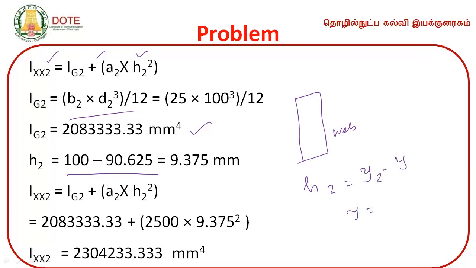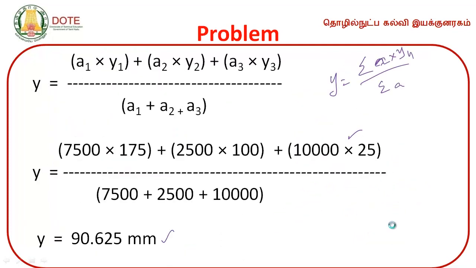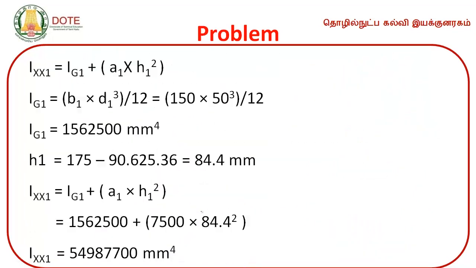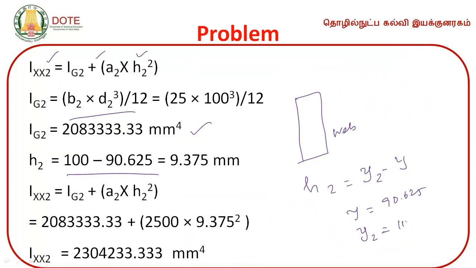What is Y? We found it, 90.625. What is the value of Y2? Y2 we got is 100 mm. So substituting this value, H2 is equal to 9.375 mm. So IXX2 can be directly calculated by simple substitution. If we substitute the values correctly and use the calculator, you can get the value of IXX2.